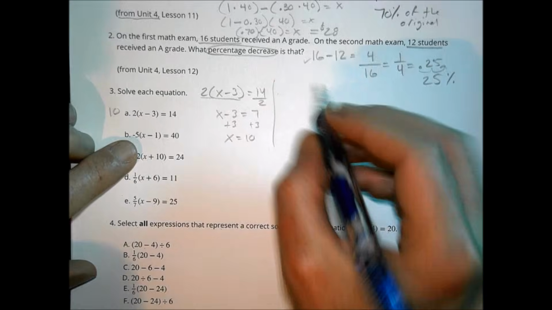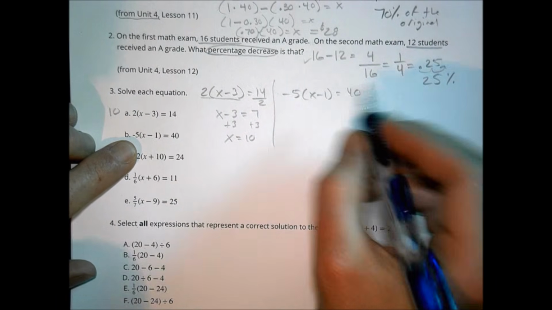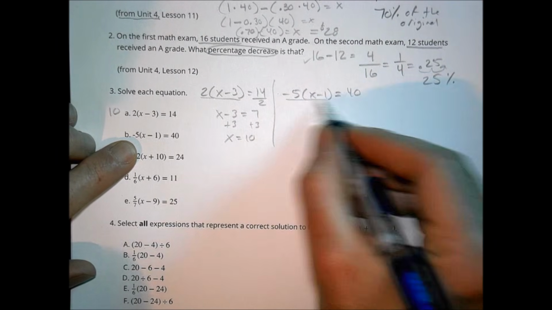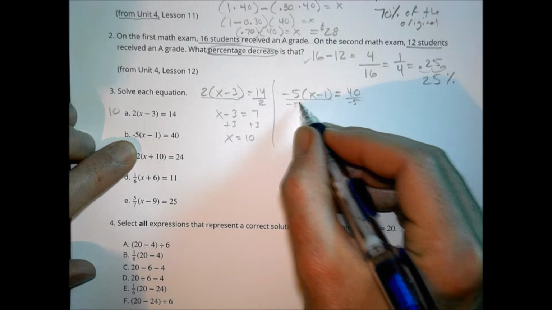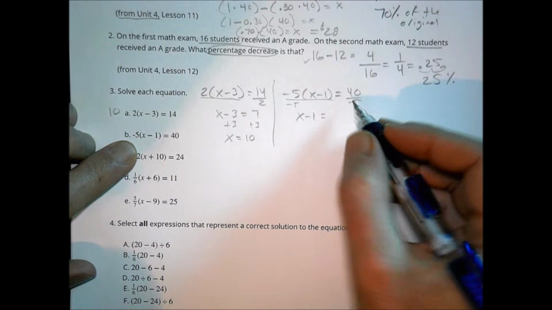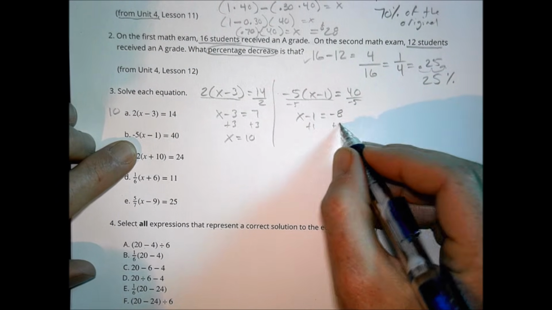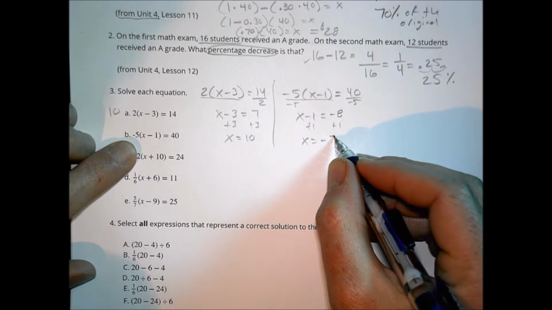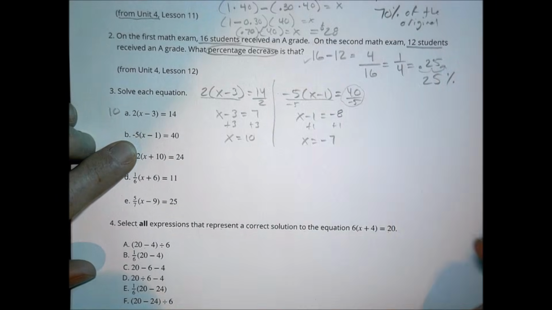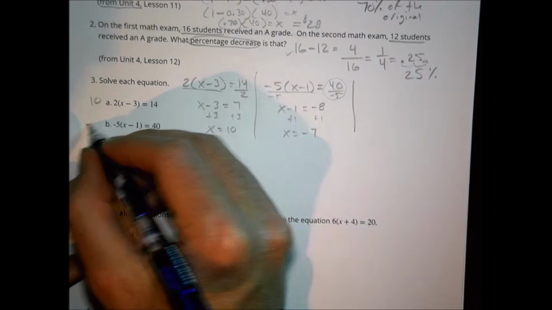For B, we have negative 5 times x minus 1 equals 40. Because I know that 5 times 8 becomes 40, I'm going to divide both sides by negative 5 so that I can get this by itself. So x minus 1 is equal to 40 divided by negative 5, which is negative 8. If I add 1 to both sides, x is going to equal negative 7. I did that because I know that 40 divided by negative 5 is a nice easy number to solve. Let's put negative 7 there.